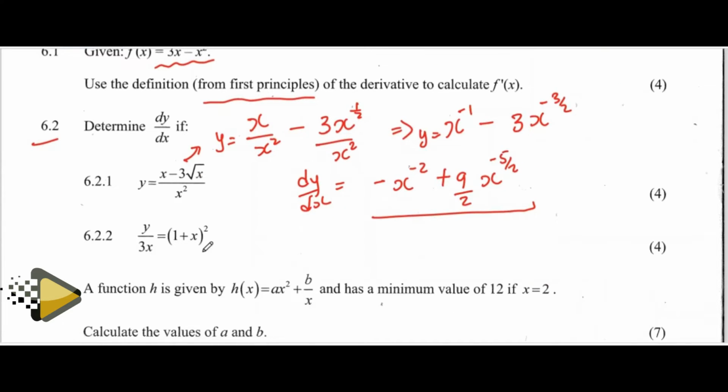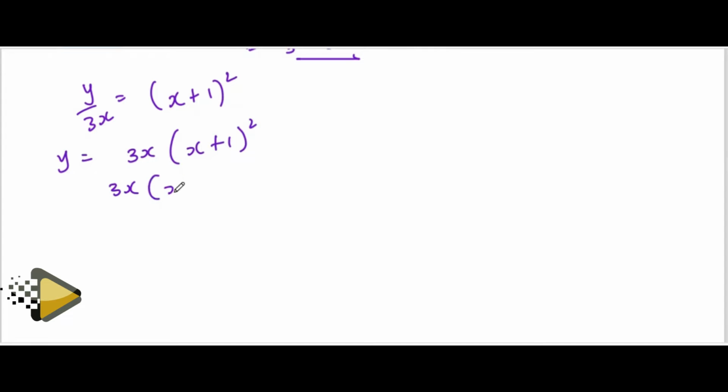Then we have y/3x is equal to 1 plus x squared. Just jot it down here. I'm saying y/3x is equal to x plus 1 squared, or 1 plus x squared. It's the same thing, guys. Okay. So first make y the subject, so that it is 3x into x plus 1 squared. Open this up. That's going to be x squared plus 2x plus 1.